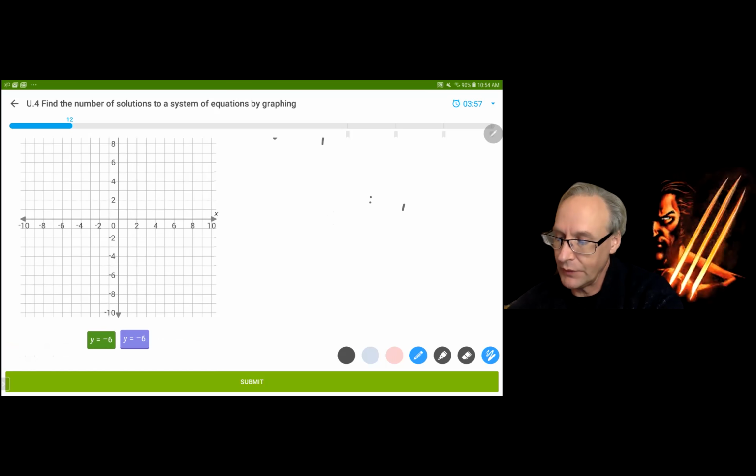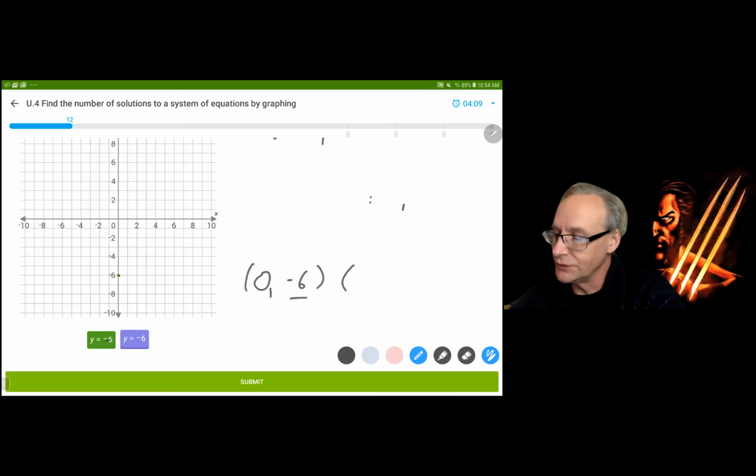And I have to graph both of them. So I'm going to graph the green one by putting in (0, negative 6). Notice that y is negative 6. I could also choose (5, negative 6), or (6, negative 6), or any number with negative 6 as the y value.